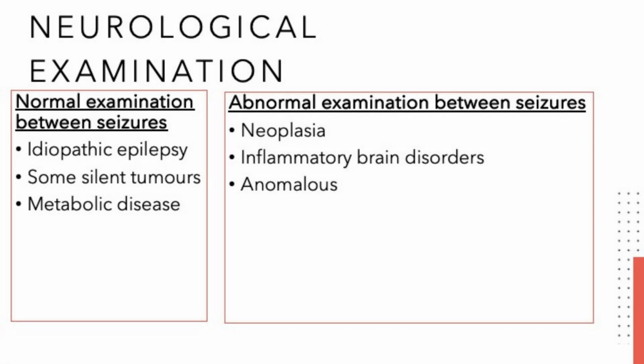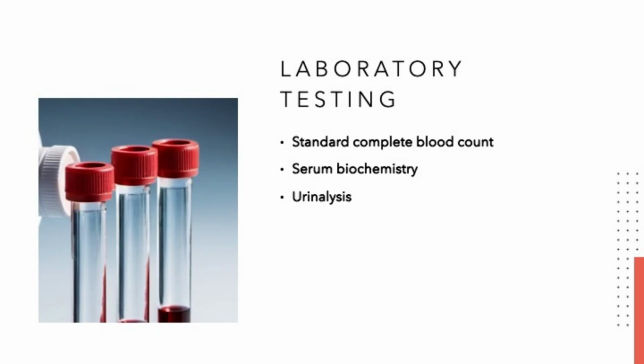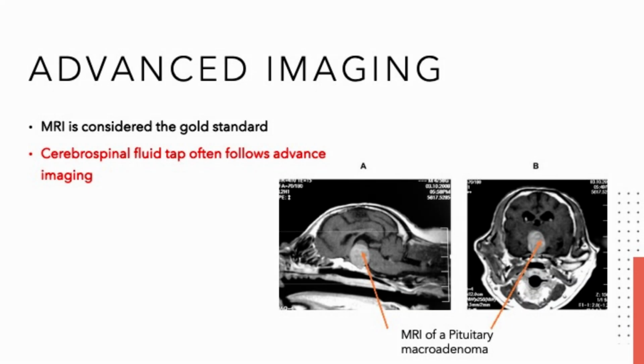A comprehensive neurological exam helps identify whether the seizures are focal or generalized and may provide clues to underlying brain pathology. Patients with neurological deficits between seizures have a higher tendency of having a structural brain lesion. Blood work: standard CBC, biochemistry profiles, and urinalysis to rule out metabolic causes. Advanced imaging, MRI or CT scans, may be necessary if structural epilepsy is suspected. Cerebrospinal fluid, CSF analysis may also be indicated in cases where inflammatory or infectious diseases are suspected.